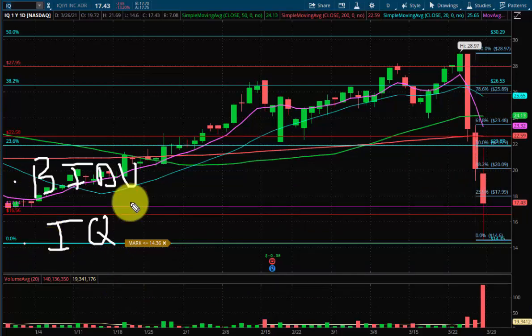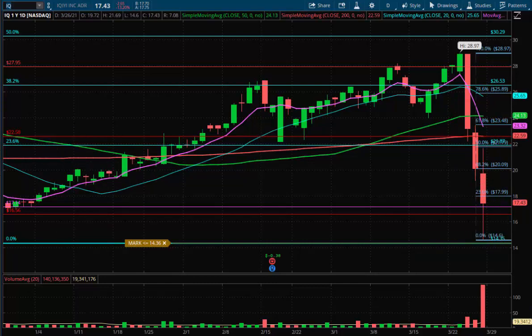IQ reclaimed a key level. Baidu reclaimed a key level. I'll show you what they are, and I'll show you how to get your targets for these stocks. Okay, so this is a pretty simple game plan because we're not going into this saying, this is what I want to happen. We're saying this is what needs to happen. If not, I cannot trade it.